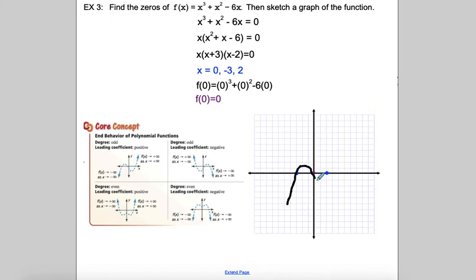It's going to go down. It's going to come back up. Now, I didn't have any bumps in this one per se. It didn't hit and bounce off of any x-intercept because each one of the x-intercepts occurred once. So it just went through every single point.